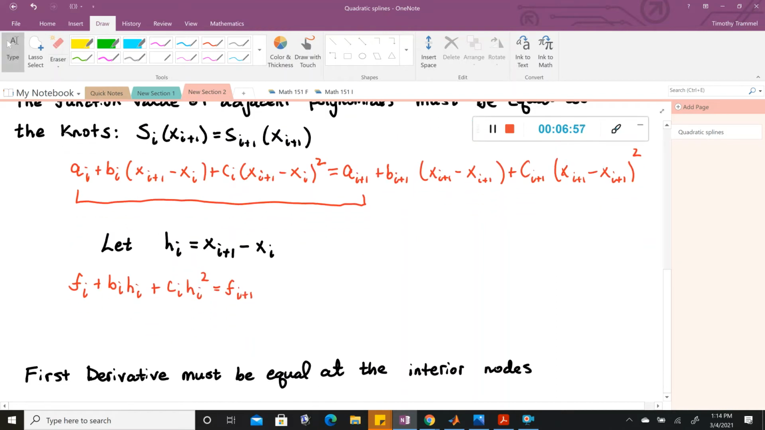And we're almost to a really helpful formula. I'm going to rewrite this just a little bit more. I'm going to rewrite this as b sub i h sub i plus c sub i h sub i squared is equal to f sub i plus 1 minus f sub i.